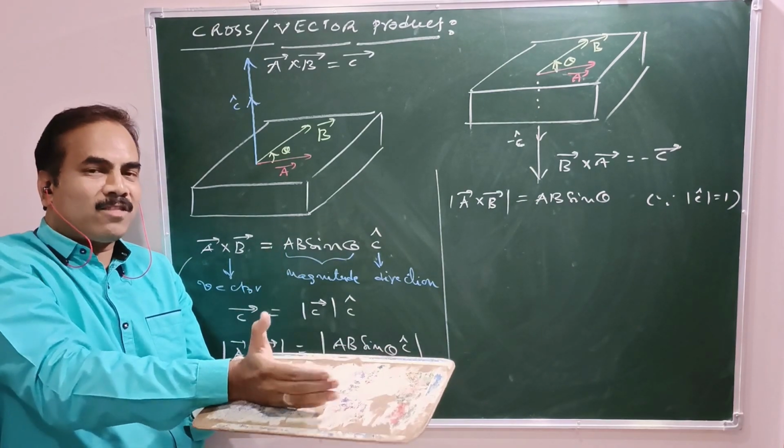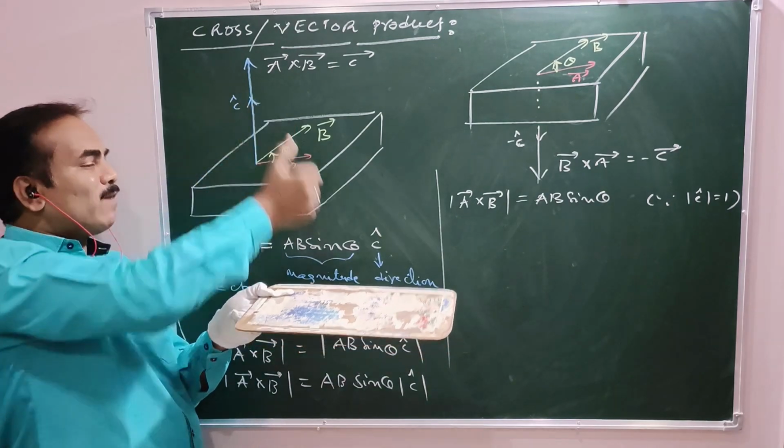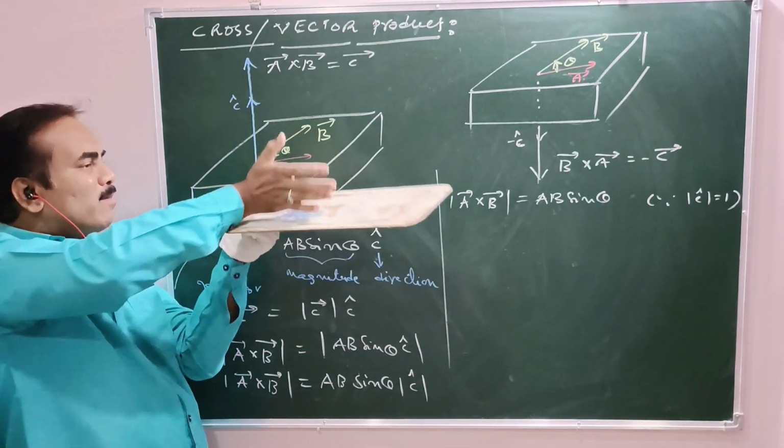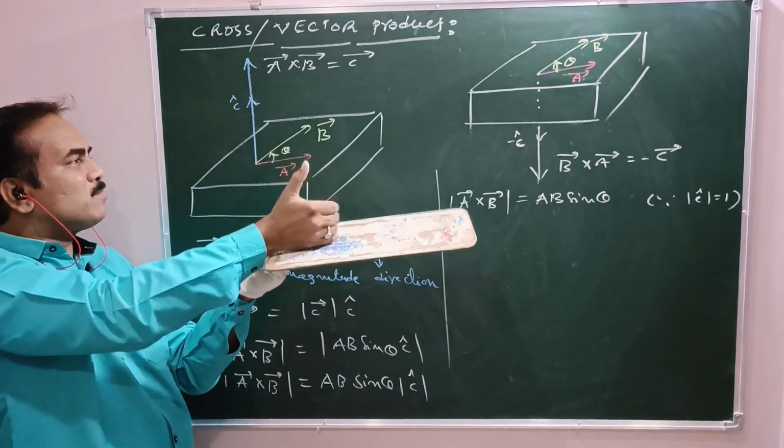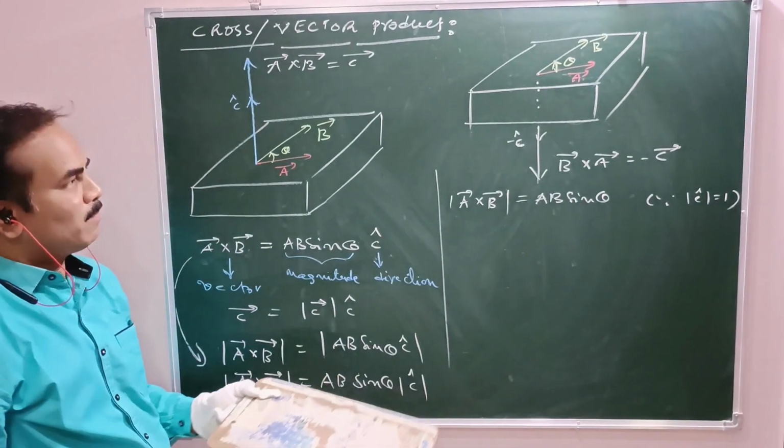Now assign the direction of the thumb vertically upwards. So that is the reason why this is the direction of A bar cross B bar. Direction of A bar cross B bar. Okay.